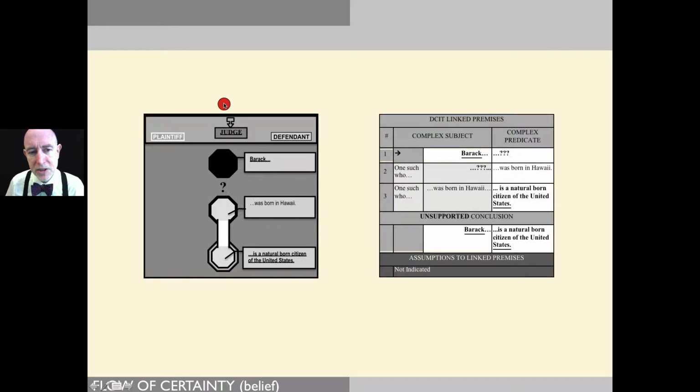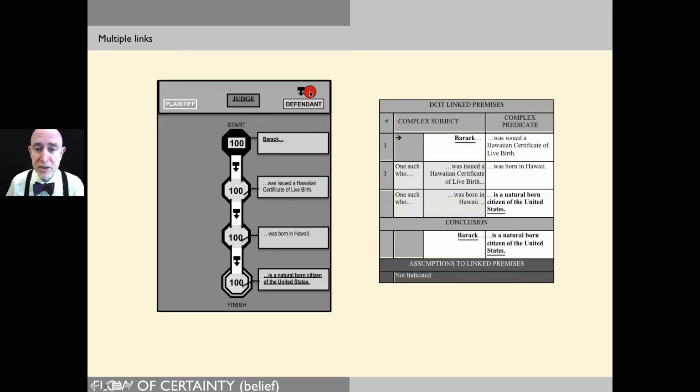Well, the judge comes along and says, I don't really see the connection between Barack and was born in Hawaii. I do see some connection between one who was born in Hawaii and is a natural-born citizen of the United States. But there's a gap here that I can't jump across. So in the logic bridge template, these questions reflect that it's uncertain to the court how you get from Barack to was born in Hawaii.